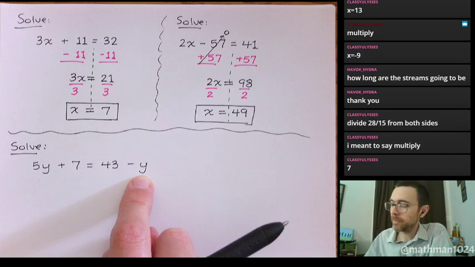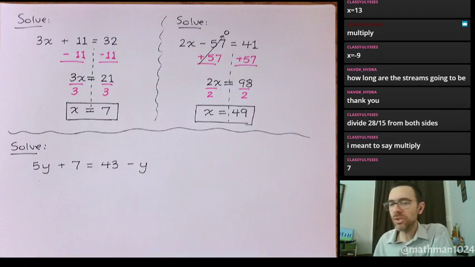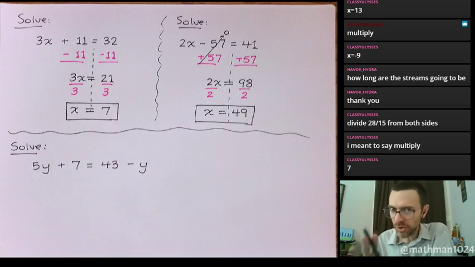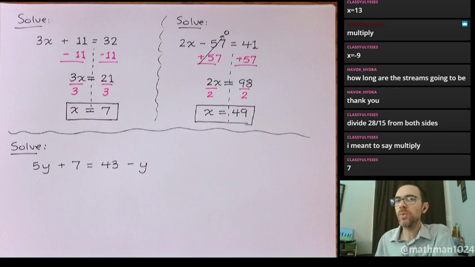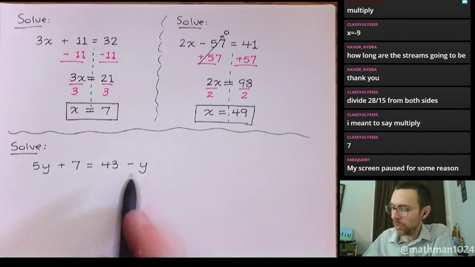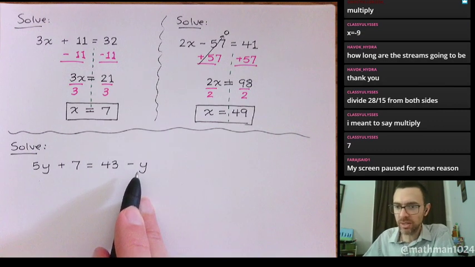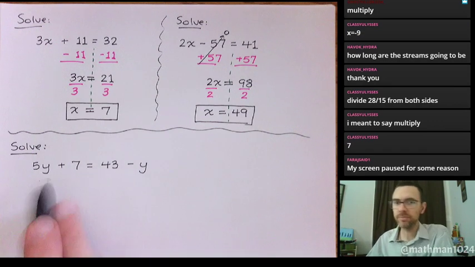You should anyway. So I suggest that you always move the variable terms first, and move them in such a way that you have a positive coefficient at the end. So in order to maintain a positive coefficient, we need to move the negative y from the right side over to the left side.